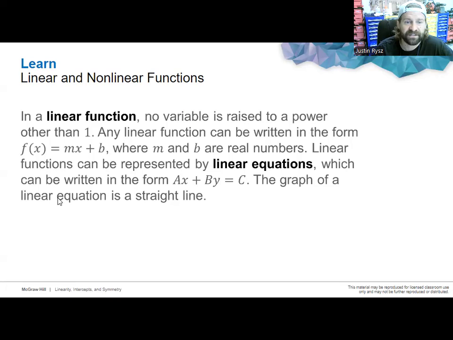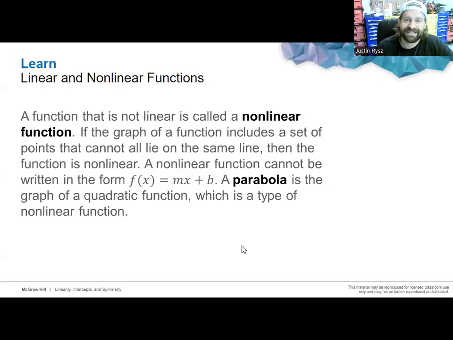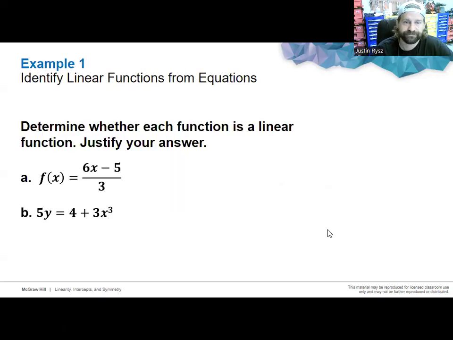The biggest thing is the graph of a linear equation is a straight line. That straight line can be diagonal either way, or it could be horizontal. A function is not linear, also known as a nonlinear function, if the graph of the function includes a set of points that cannot all lie on the same line. So if it's curved at all, then this is a nonlinear function. A nonlinear function cannot be written in the form f of x equals mx plus b. A parabola is a pretty classic example of a nonlinear function.